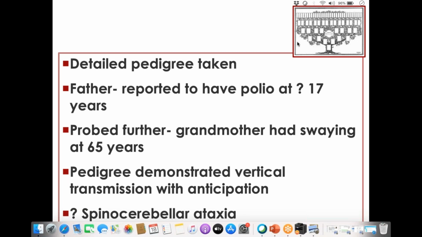Now, when I probed the mother a little further, she said that the grandmother had started swaying at the age of 65 years. Oh, we all know that people can sway at the age of 65 years. They may not be very, very stable. So let's see some other cause of AFP. Father may not have had polio. Isn't it too late an age for polio?